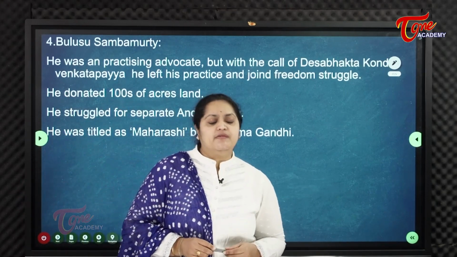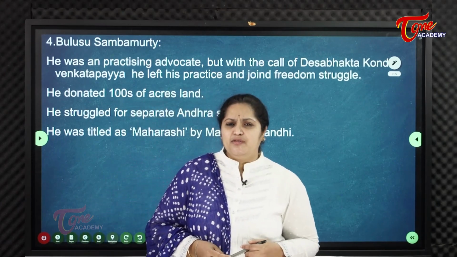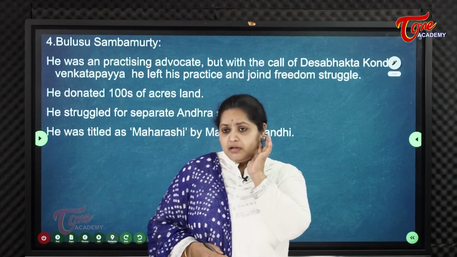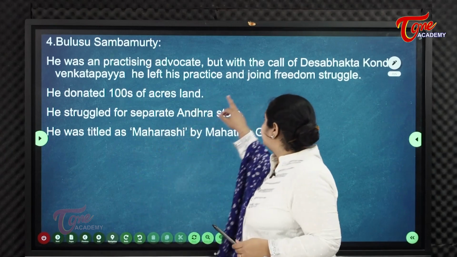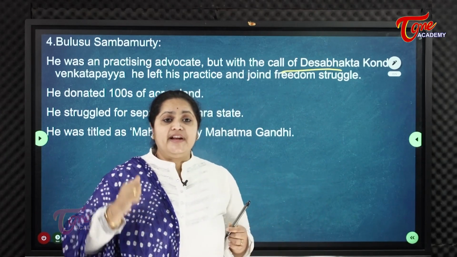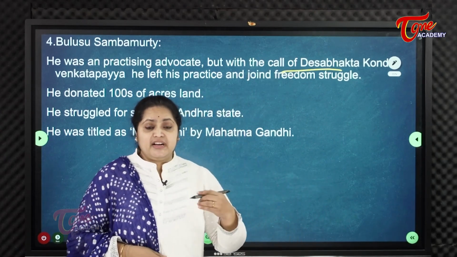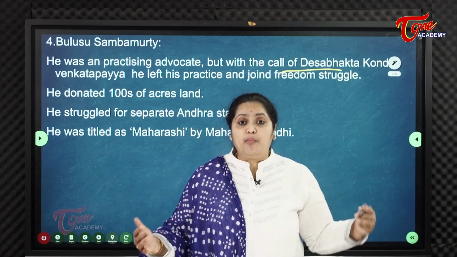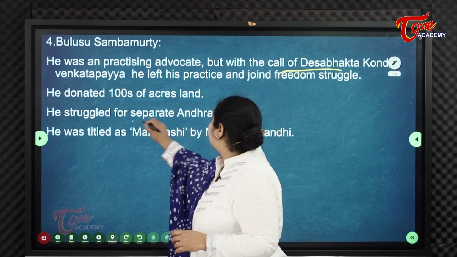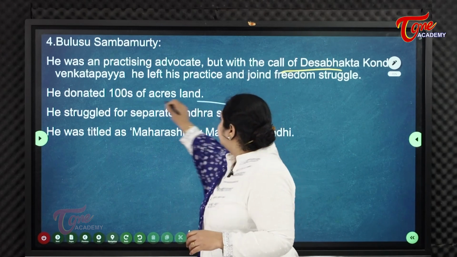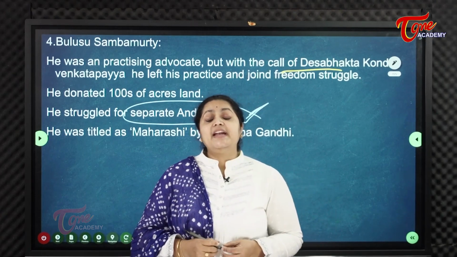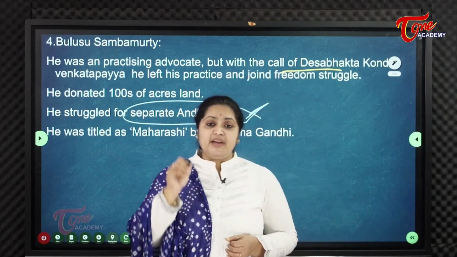Next is Bulusu Sambamurthy garu. He was a very famous and well-noted advocate, but with the call of Deshabhakta Konda Venkatappayya, he left his practice and joined the freedom struggle. Not only did he join, he donated hundreds of acres of his property for the cause of freedom struggle, and he struggled for the cause of a separate Andhra state.